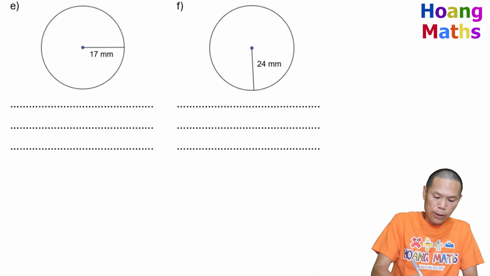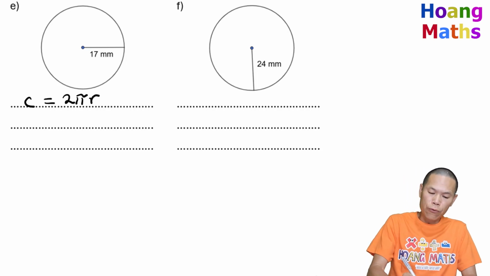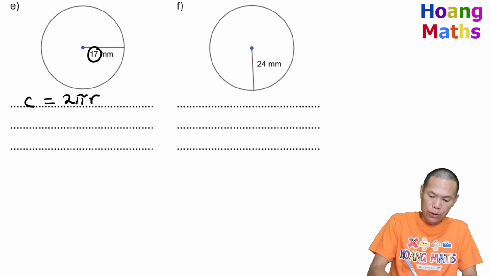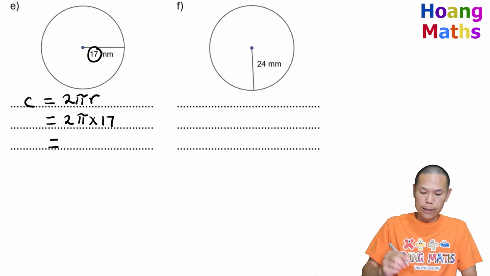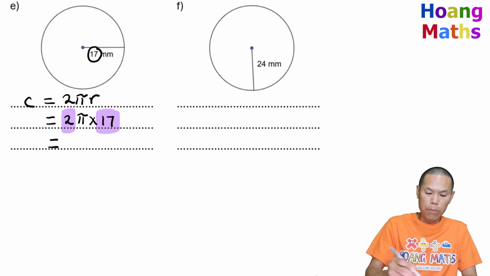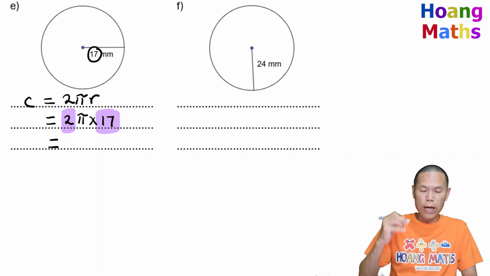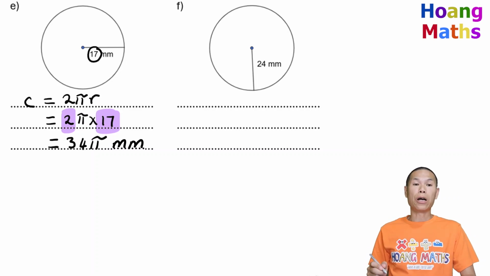Let's do part E. Circumference of a circle, C, is 2 pi times the radius, 2 pi r. And the radius is 17. So that will give me 2 pi times 17. Because we need to work out the exact circumference, so 2 times 17 will give me 34. So 2 times 17 is 34. So the answer is 34 pi. So there you go.